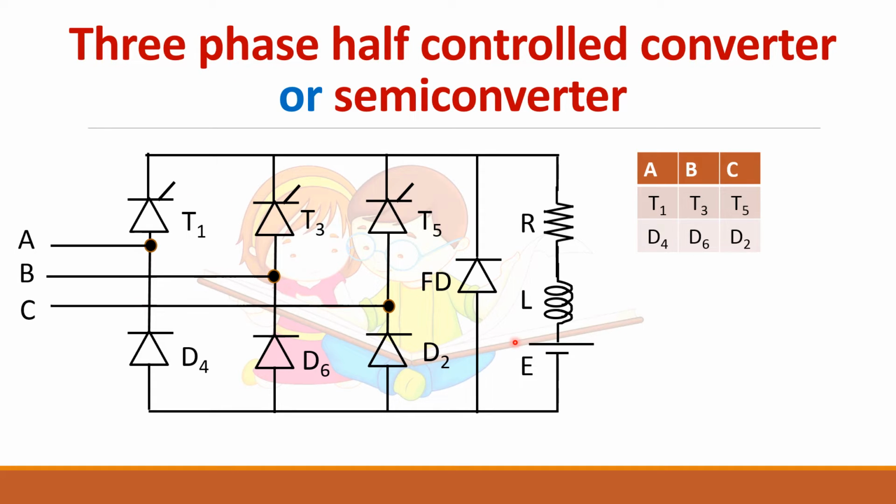So this is the circuit we have taken for consideration, that is, a three-phase semi-converter with a freewheeling diode. The information in the circuit diagram is put in tabular form. T1, T3, T5 are upper devices. D4, D6 and D2 are lower devices. The numbering of devices has already been discussed in the previous three-phase full converter video.